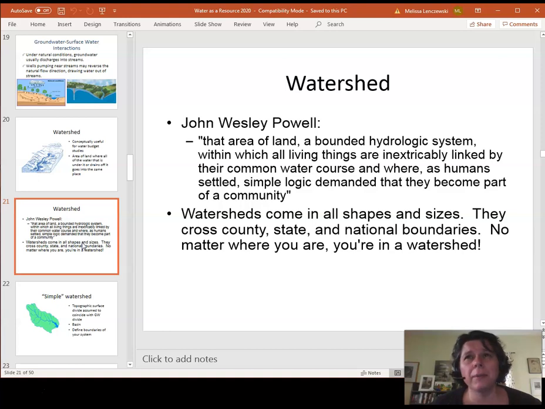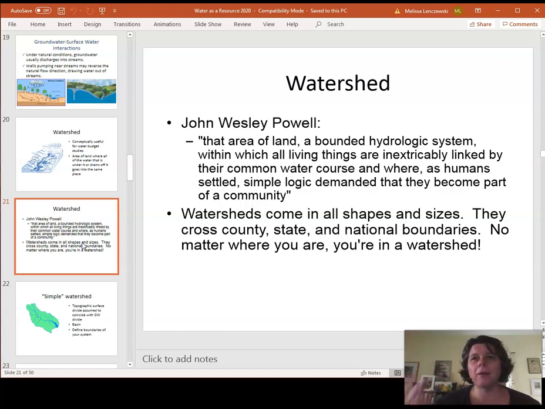They can be very large, they can be very small. But one of the things is that they don't really follow the boundaries of municipalities, states, or countries. So we have boundary issues when it comes to watersheds. If we look at, say, the Rio Grande, there are a lot of watersheds that go across the U.S.-Mexican border. We have watersheds that don't just end at a state line.